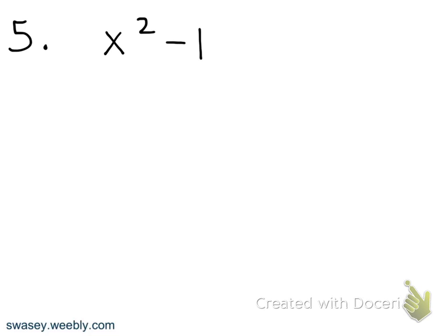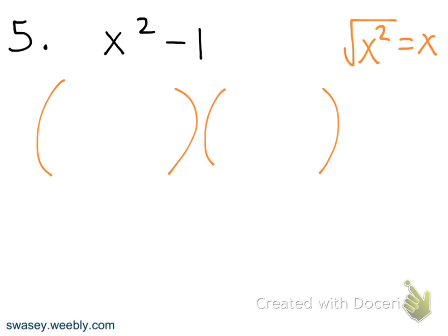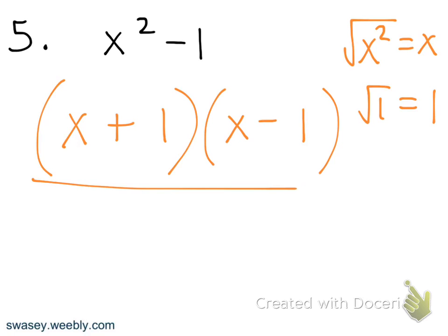Hopefully you recognize this as the difference of two squares. So we'll take the square root of x squared. We get x plus square root of 1. We'll just focus on the positive value there. Square root of 1 is 1. And then the other one will be x minus 1.